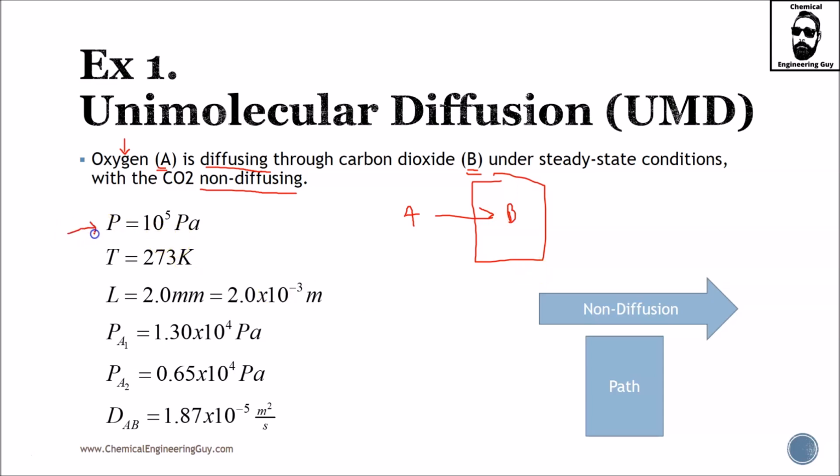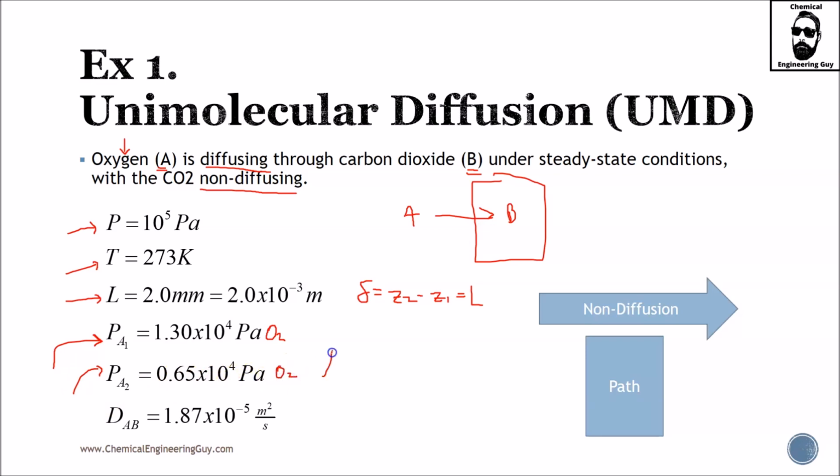The conditions are as follows. Pressure is 10 to the 5 pascals, temperature is 0 Celsius or 273 Kelvin. The length is given, so remember that delta is the difference between the values, or in this case the length. It's equal to 2 millimeters, which is 2 times 10 to the minus 3 meters. We are also given the partial pressure of oxygen, so this is oxygen, 1.3 times 10 to the 4, and the second value is 0.65 times 10 to the 4th pascals.